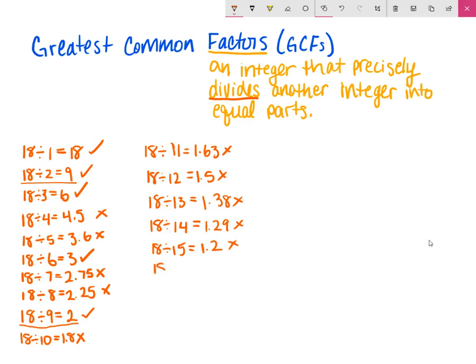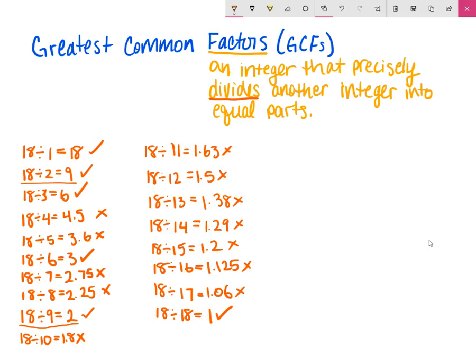Not a factor. 18 divided by 16, that is 1.125. Another one that's not a factor, almost there. 18 divided by 17, that is 1.06. Nope. And 18 divided by 18, that equals 1. Yes, that's an integer, so that's a factor.